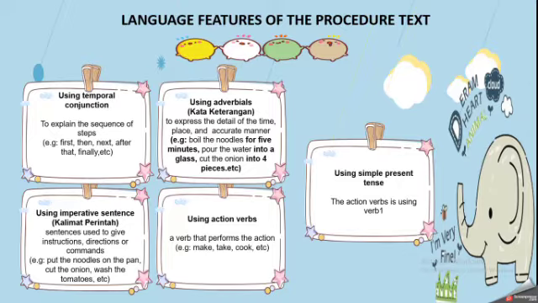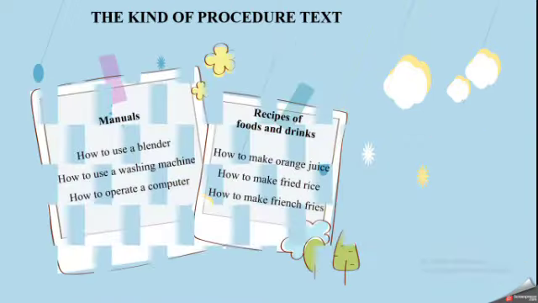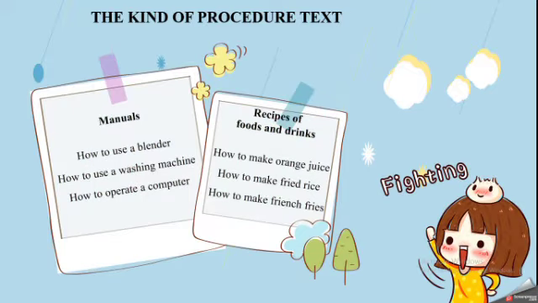Kemudian next is using action verbs, yaitu kata kerja yang melakukan tindakan. For example, make, take, cook, membuat, mengambil, memasak, dan lain-lain. The last is using simple present tense. The action verb is using verb one. Jadi kata kerja yang ada dalam prosedur teks ini menggunakan verb one. Verb 1.